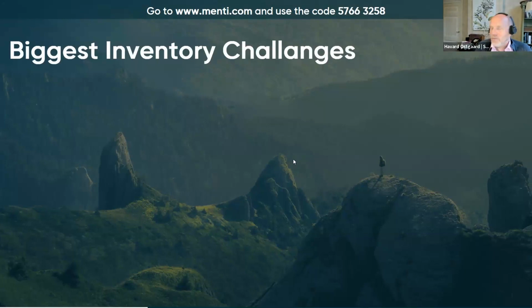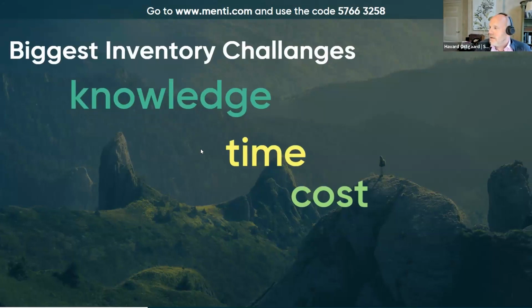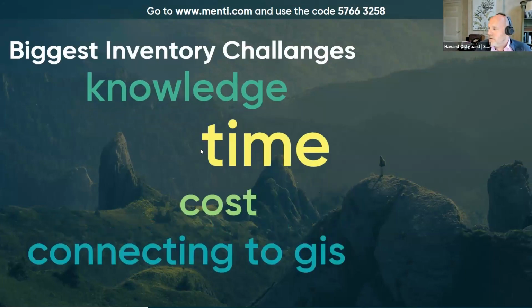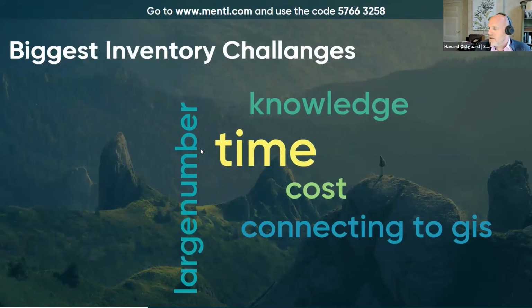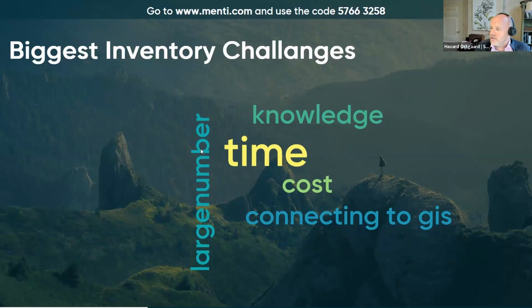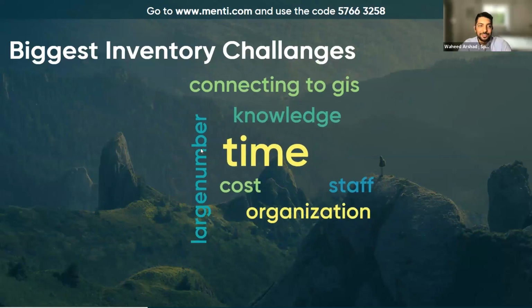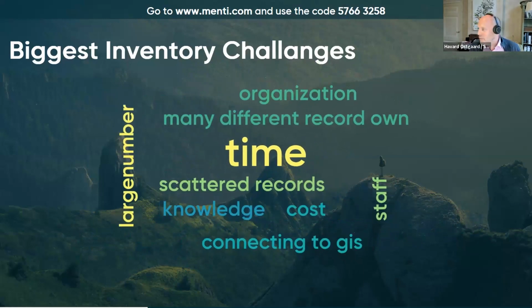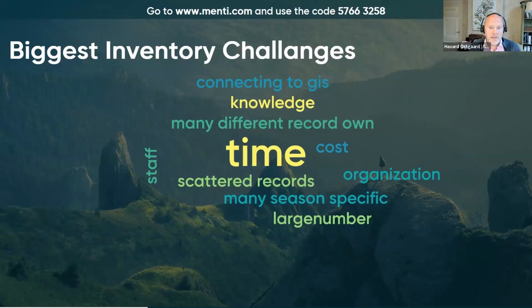Okay, when the first one posts up, here we go. These are: time is a really good classic, and cost, and knowledge. Large number. Oh, that means a large number of records or a large number of plants. Or it could mean a large number of challenges. That could also be the case. If anybody wants to add a bit of context to what they posted, that would be great as well.